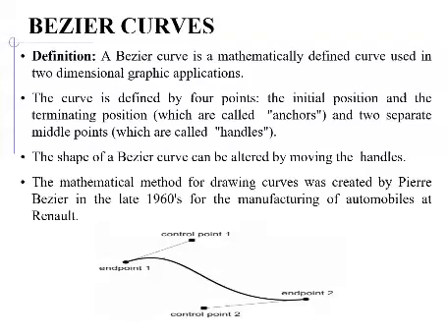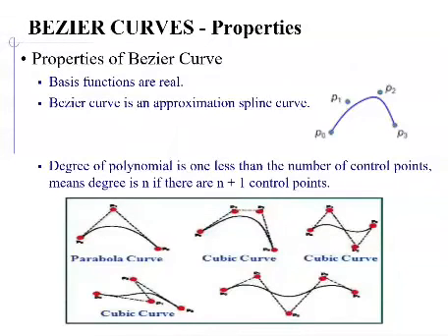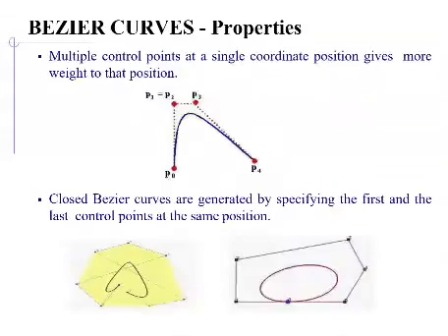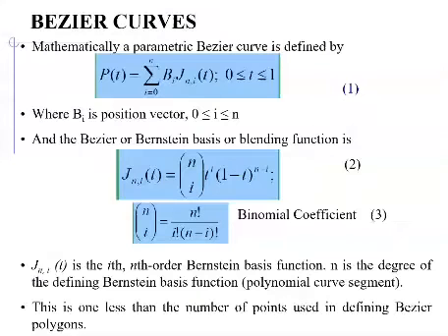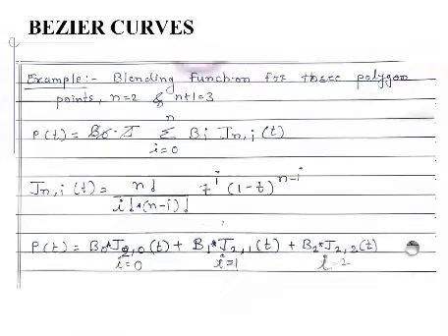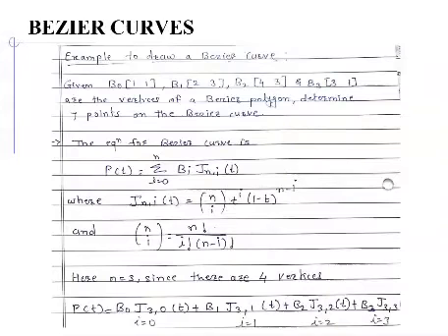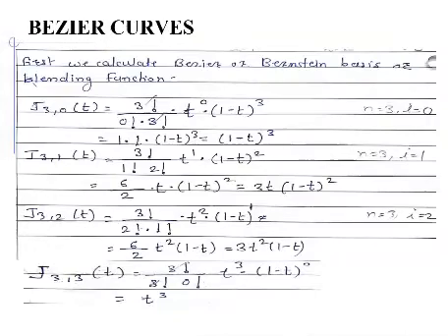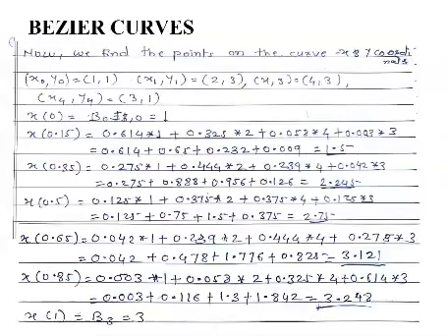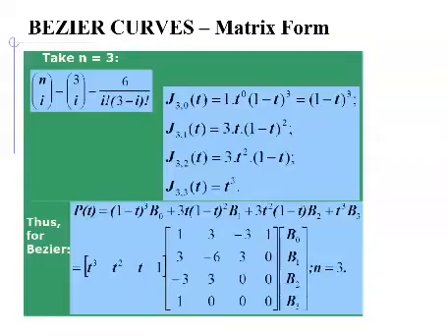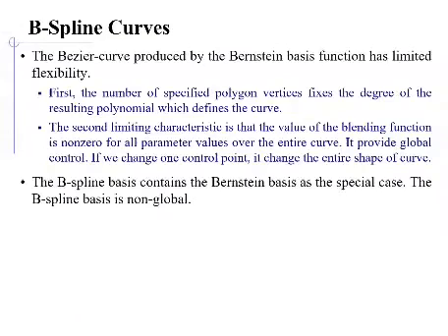Students, in the last lecture we saw the Bezier curve with its properties along with the equation for the Bezier curve, and the example of how to draw a Bezier curve if some control points are given. For 4 control points we saw how to draw the Bezier curve. Now in this lecture we are going to see the next topic, that is the B-spline curve.